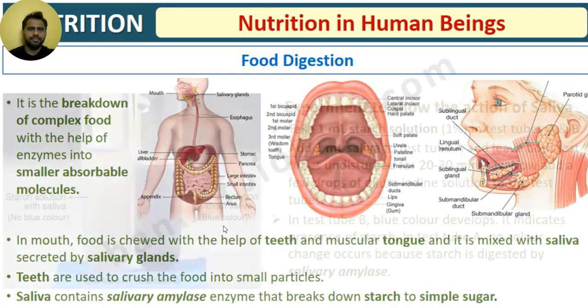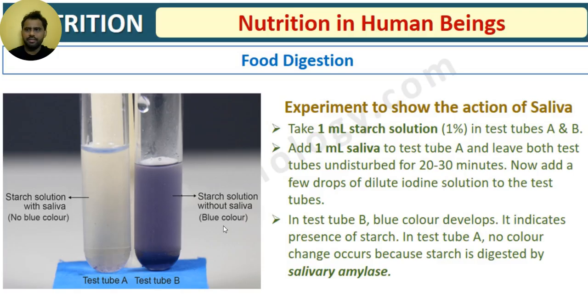Let's go ahead. There is another experiment now to show the action of saliva in food digestion. This is starch solution with saliva. If we put starch solution with saliva, we don't get blue color. If we put starch solution without saliva, we get a blue color.